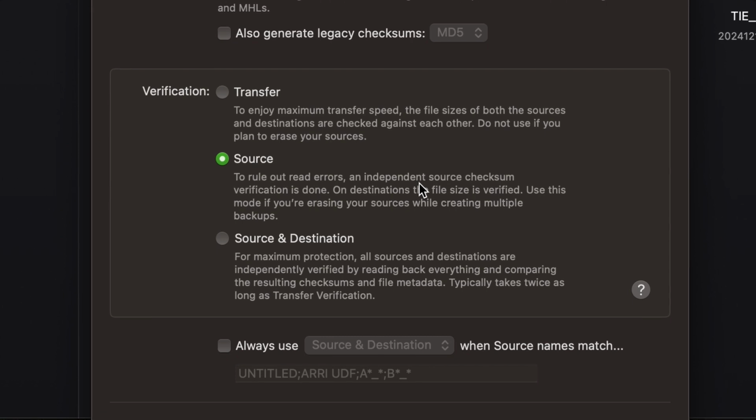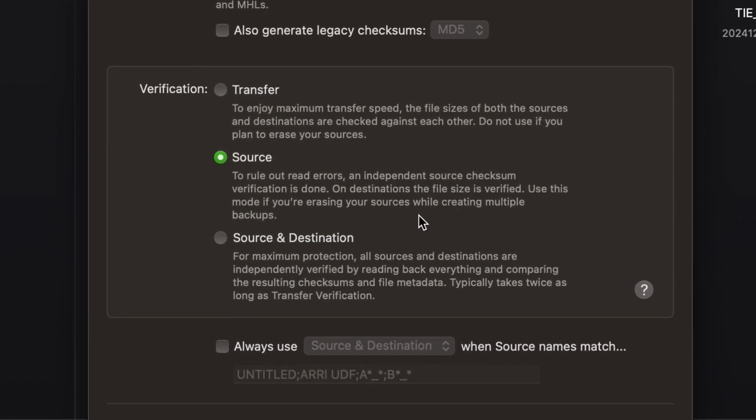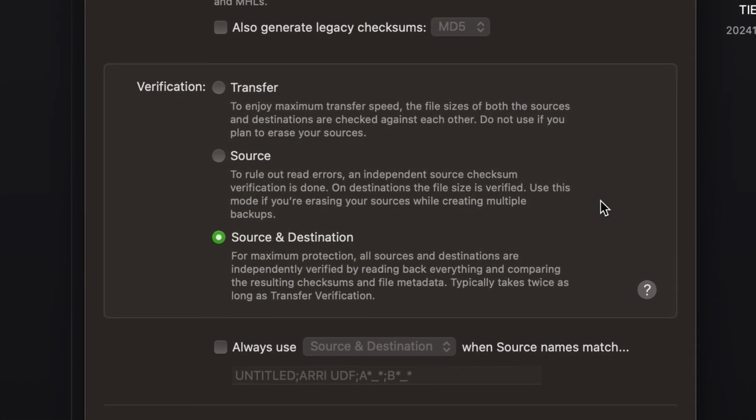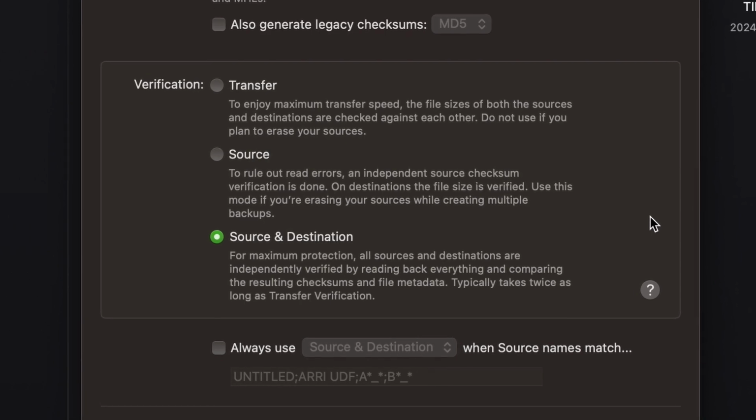Watch the following videos to learn about the different verification modes, when and why to use them, and which modes I have used in the past.